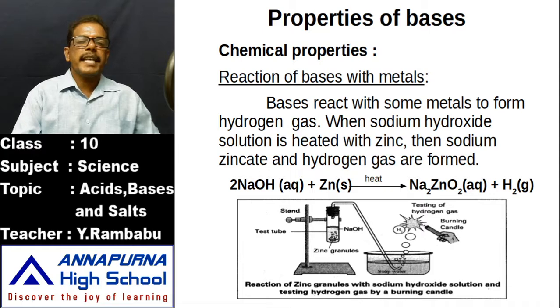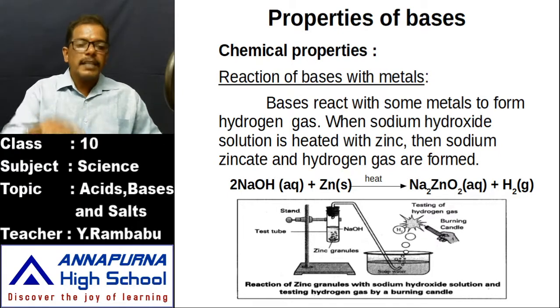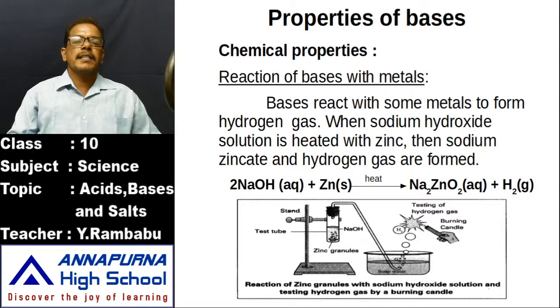Then what about the reaction of bases with metals? Only a few metals react with bases. Not all the metals react with bases like acids. In the case of acids, most of the metals react with acids. But in the case of bases, only a few metals like zinc react with bases and form the corresponding salt, and again hydrogen gas is liberated.